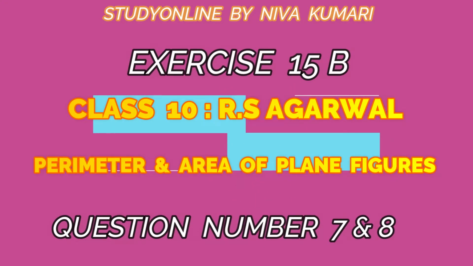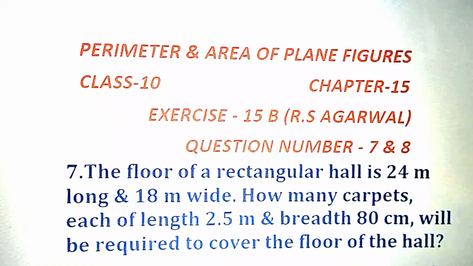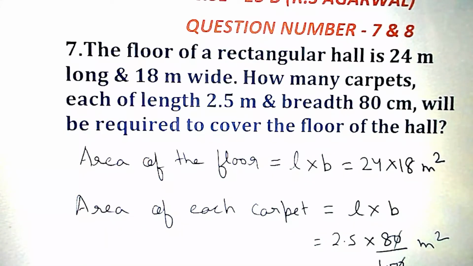In this video I will do exercise 15b, question number 7. The floor of a rectangular hall is 24 meter long and 18 meter wide. How many carpets, each of length 2.5 meter and breadth 80 cm, will be required to cover the floor of the hall? Area of the floor is equal to length into breadth, that is 24 into 18 meter square.